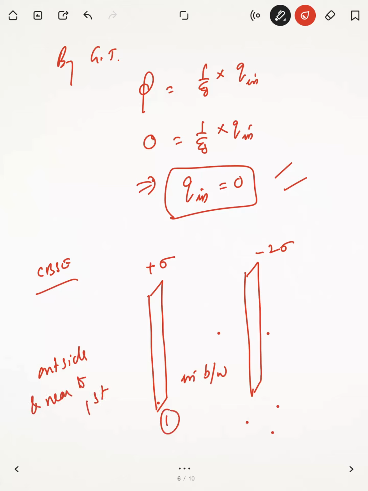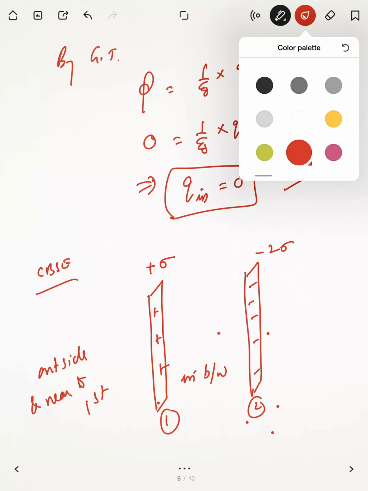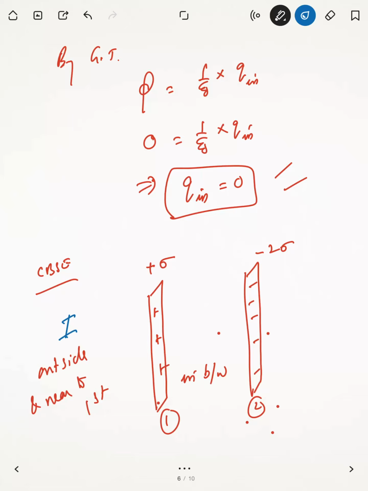This is sheet number 1, this is sheet number 2. One is having plus sigma, another is having minus 2 sigma. So we have to find out what is the electric field in between, especially mentioned, and outside. That is, the extreme left side is marked, that is outside and near to the first sheet. So this is region number 1. Region number 1 is extreme left and region number 2 is in between. How to find out the values?